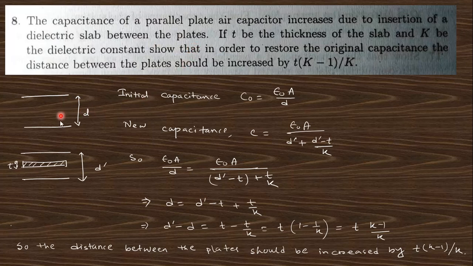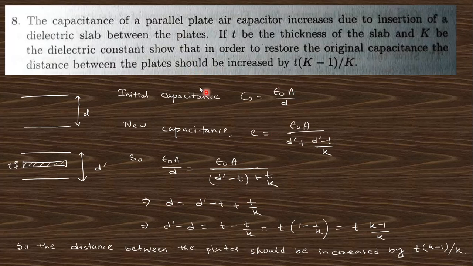Initially the separation is D and the area is A, so the capacitance will be epsilon naught A by D. The new capacitance when we insert this dielectric material will be like that, and the separation is changed, taken as D prime. The question says to restore the original capacitance, so these two are equal. Equating these two, you get this relation.